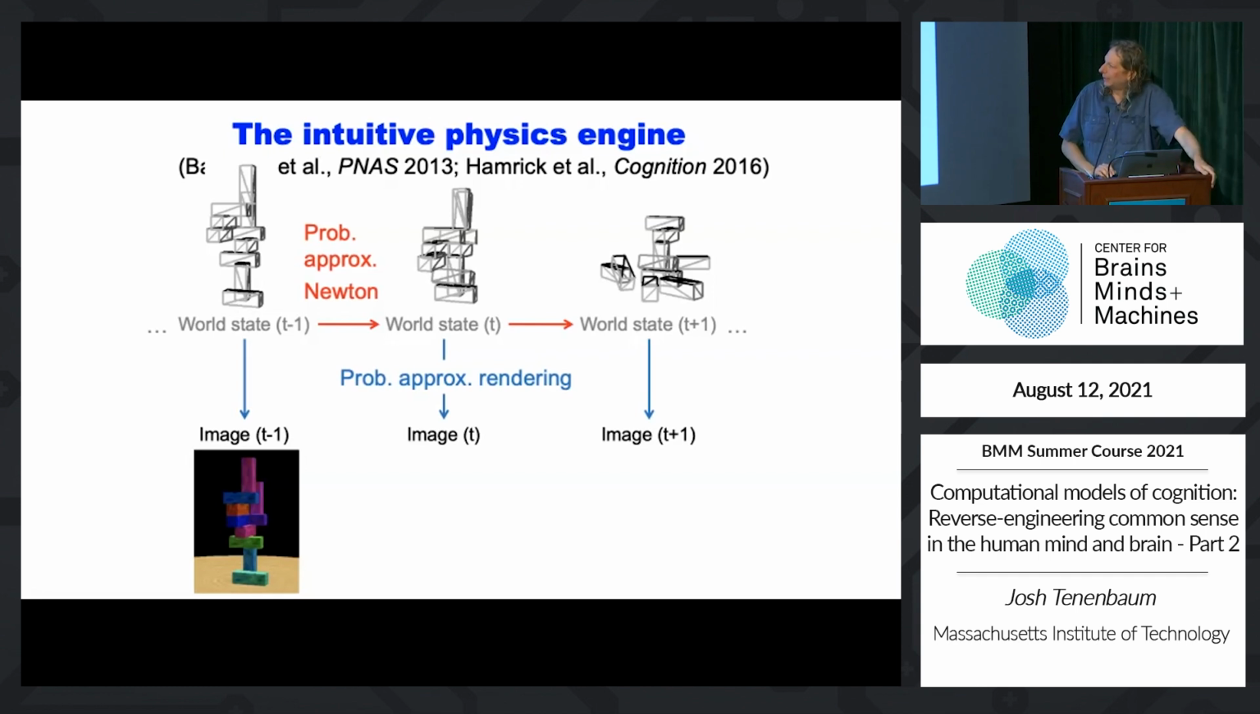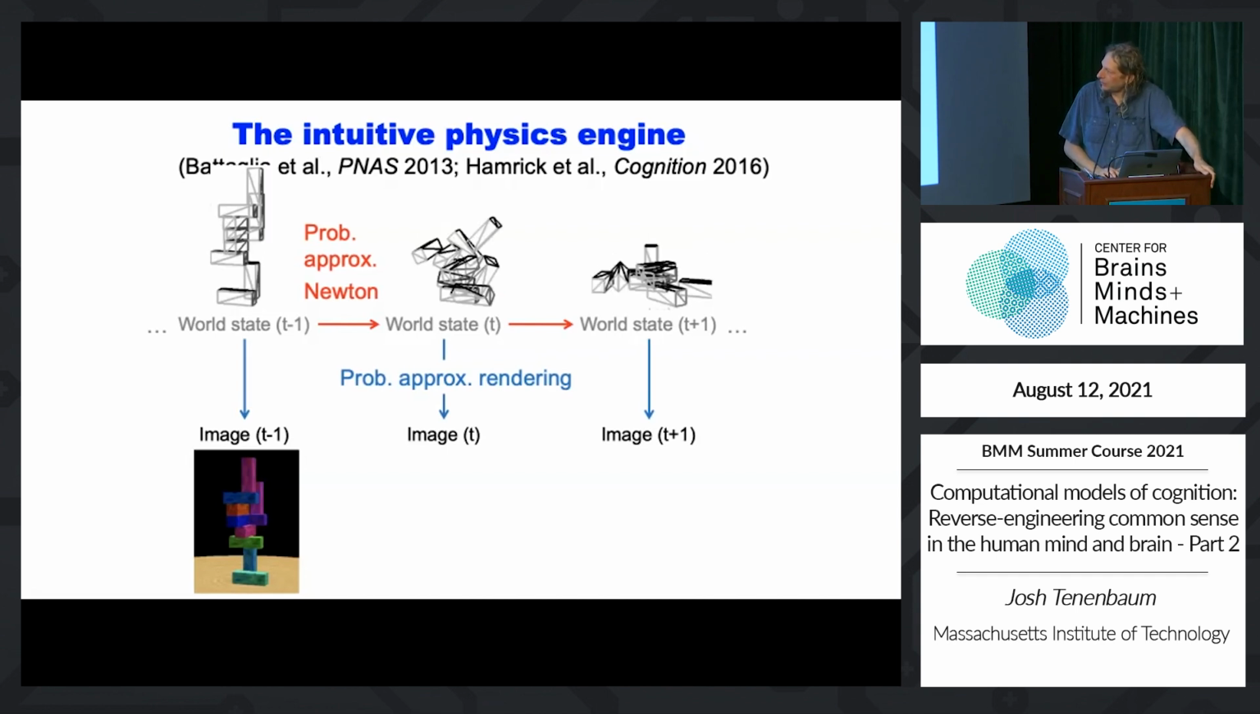But this is just one simulation it could run. Here's another one. Each of these is a different guess at a possible state and near future. And the difference between them is just that they start with a different posterior guess at the scene description.